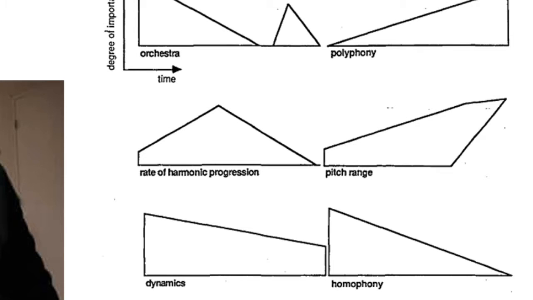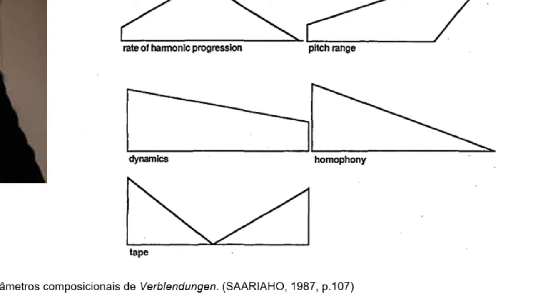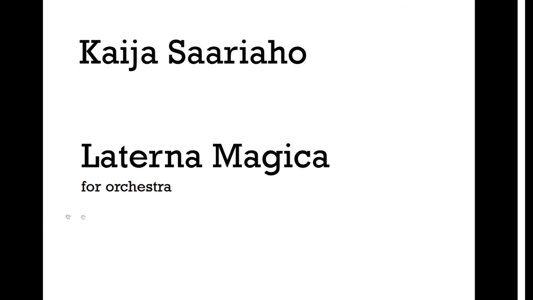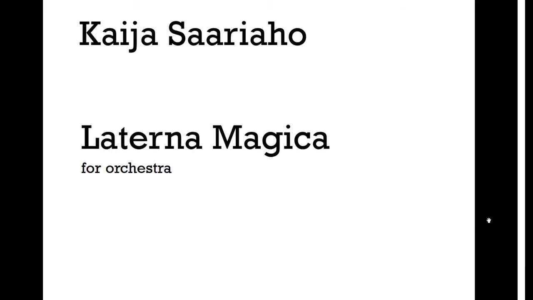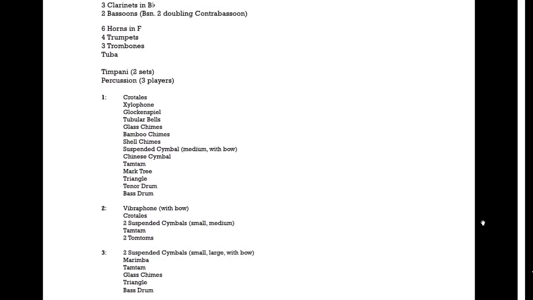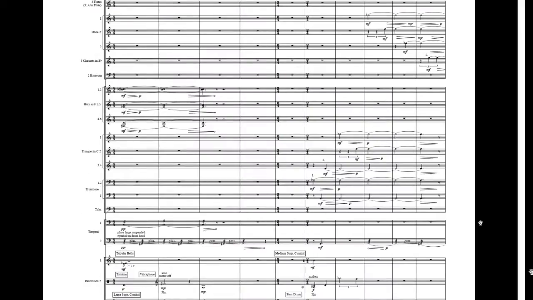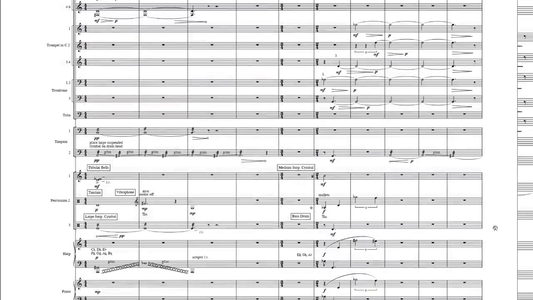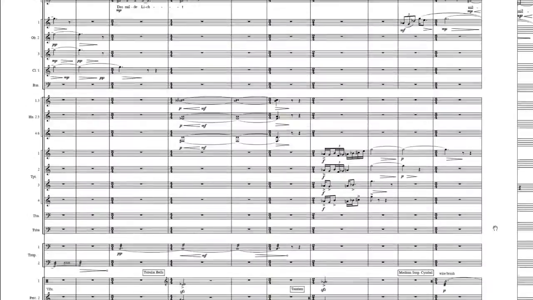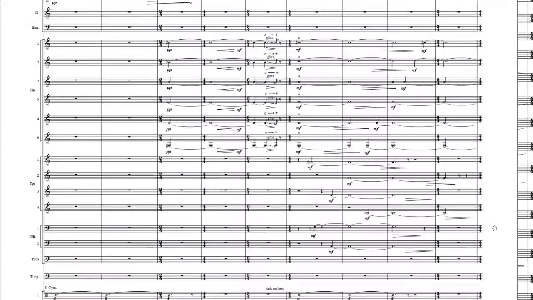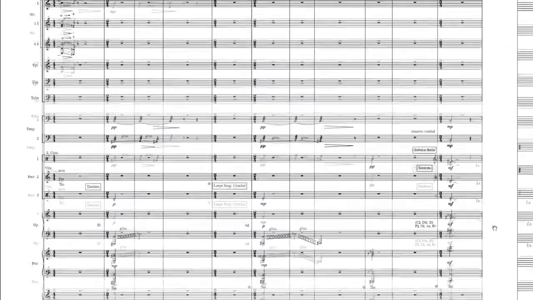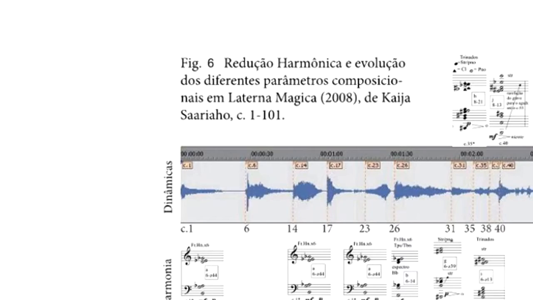Saariaho conceptualized also parameters for the rate of harmonic progression, for the pitch range, for dynamics, for the level of homophony, and also for the entrance of elements like the tape. If you take a closer look at Saariaho's music, like Laterna Magica, for example, you can see all these parameters in action.